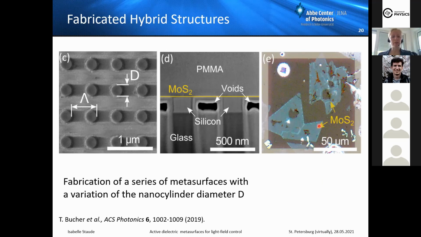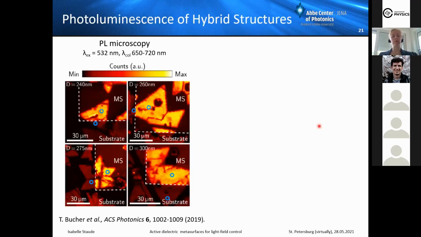We implemented a variation of the nanocylinder diameter to sweep a quadrupolar-dominated resonance in the metasurface over the emission bandwidth of the MoS2. We looked first at the PL microscopy, and the metasurface is always within these white dashed lines. What we can immediately see is that the monolayers sitting on top of the metasurface are shining more brightly than those sitting on the substrate. You see this in all of these images.